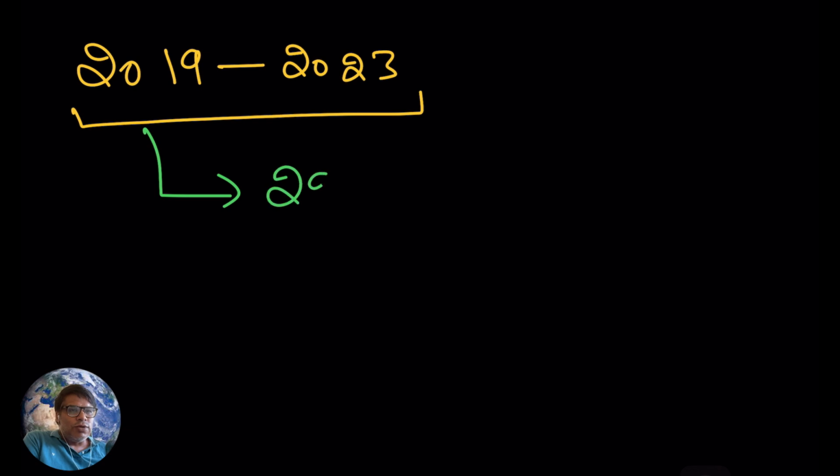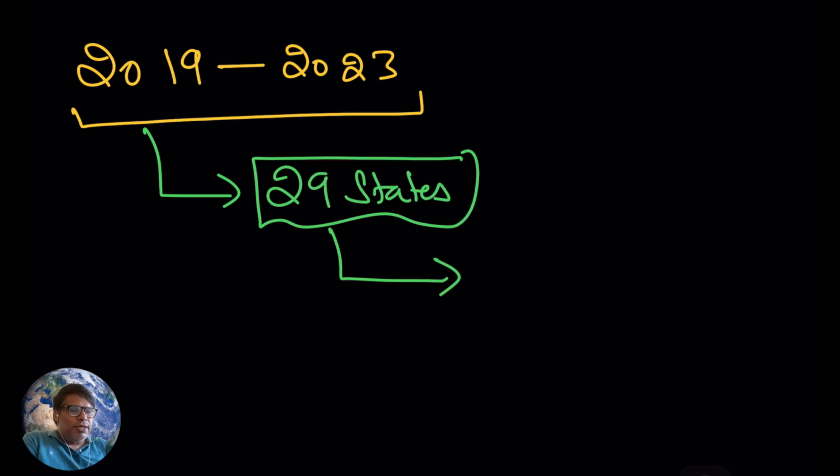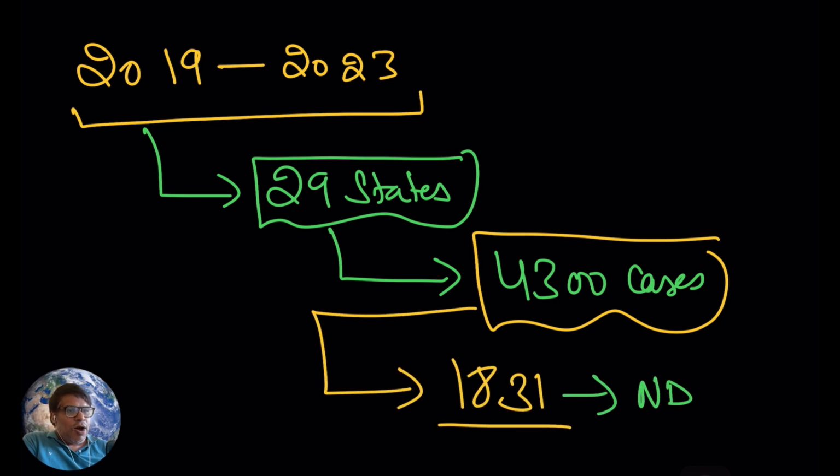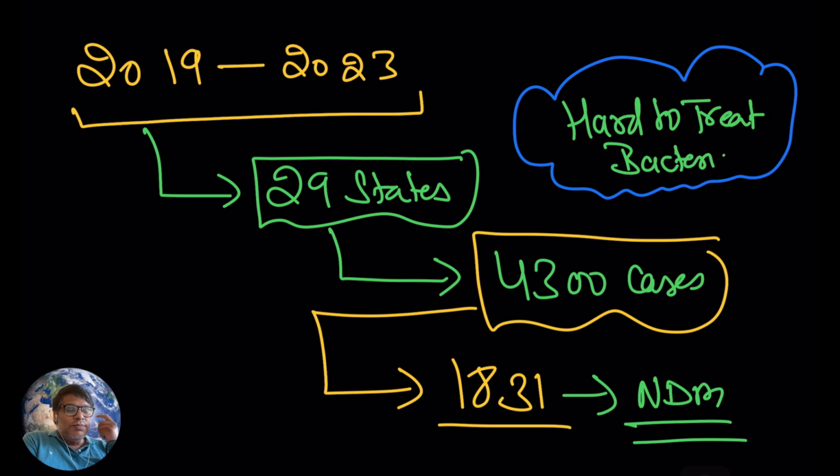Now if you see the data from 2019 to 2023, from 29 states of America, there were something like 4,300 cases of patients who suffered from nightmare bacteria infection. Out of these cases, in 1831 cases, the scientists and doctors found that the bacteria were carrying the NDM gene. Keep in mind that these bacteria are very hard to treat. Even the last drug which we have is not going to work. So this is an alarming situation.